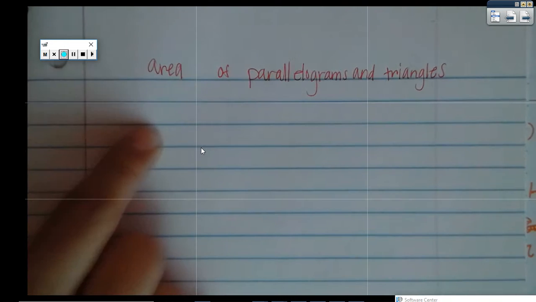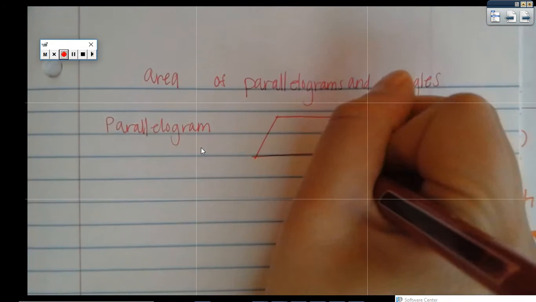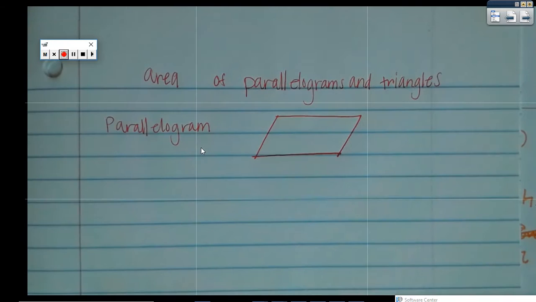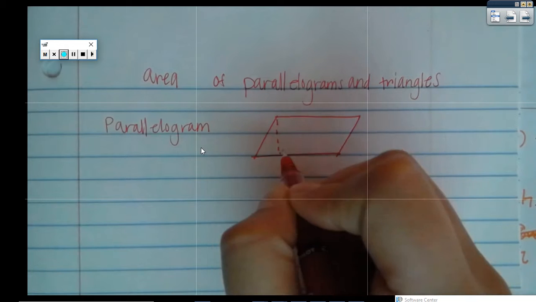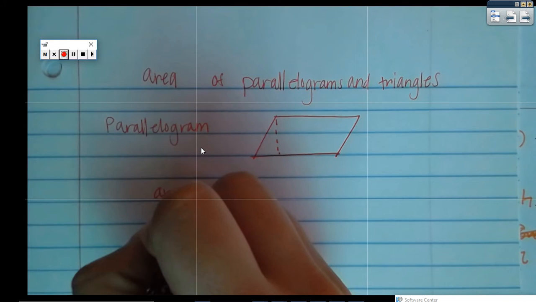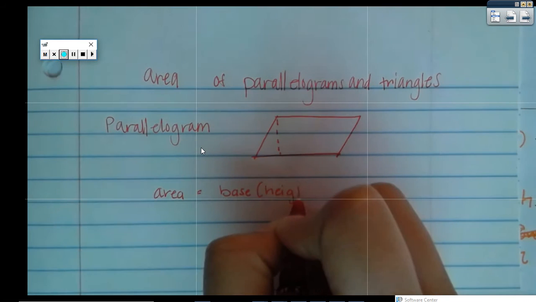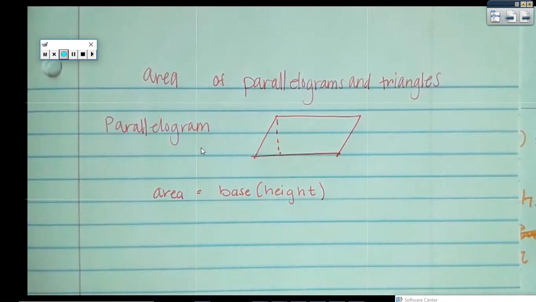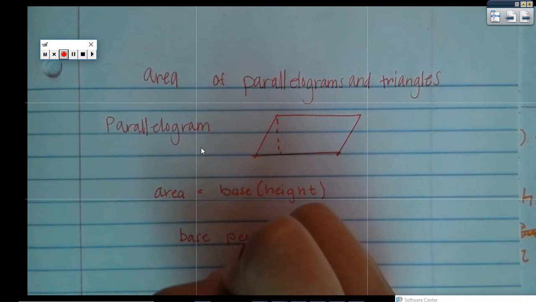So we started with parallelograms yesterday, but it's going to be in your assignment today. So please make sure you write this down and draw an example. This is where sometimes they'll give you 3 lengths, but you need to make sure when you do your area, you use base times the height. And don't forget, the base has to be perpendicular to your height.